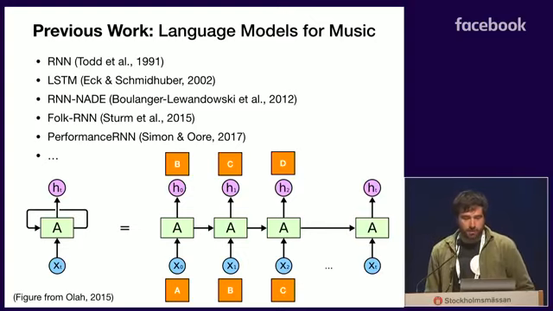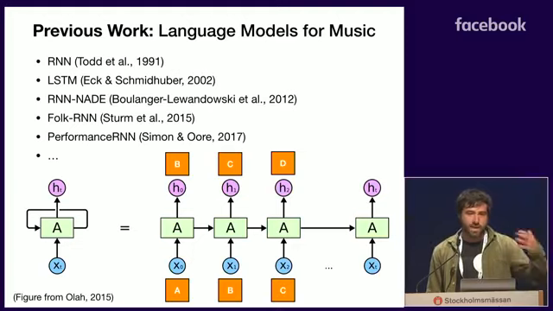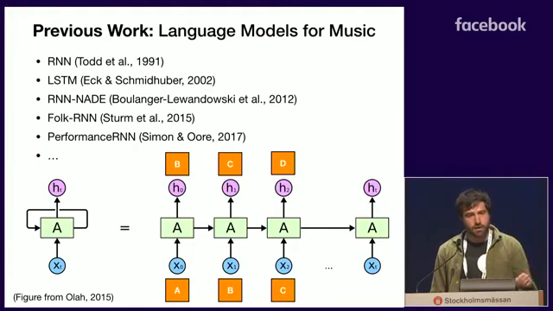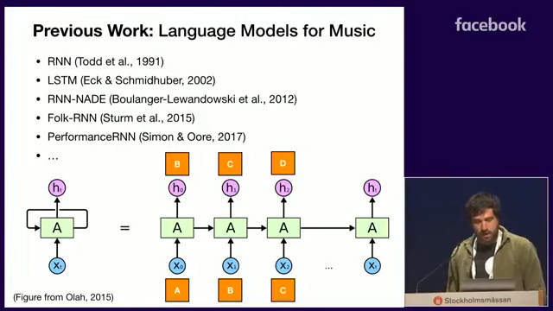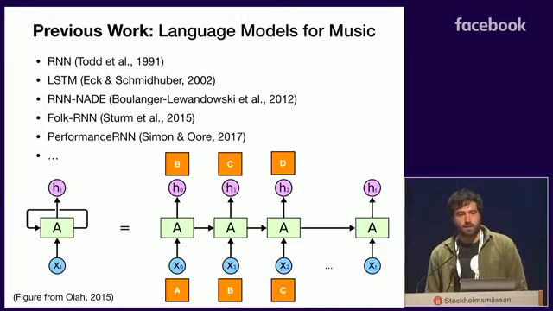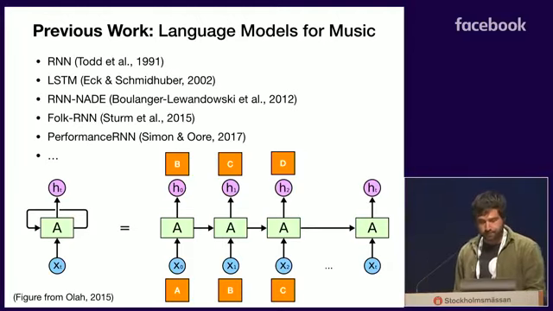There's been a lot of previous work, as you just heard, on language models for music. This is typically taking music as a sequence of notes, training a language model like a recurrent neural network to predict the next note based on the history of previous notes that it's seen. And you can generate new music from this by simply taking the outputs of the recurrent neural network and feeding them back in autoregressively, repeating that process over and over again.